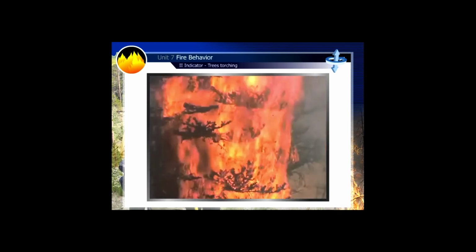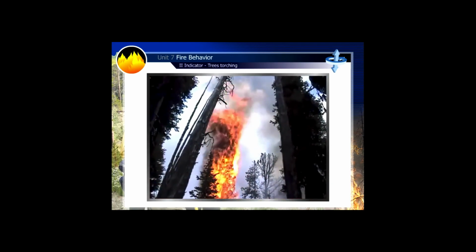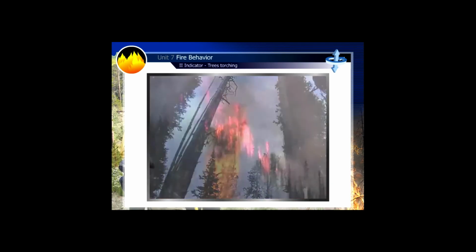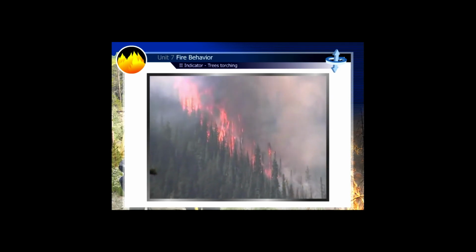Another critical indicator is trees torching. If you see intermittent single tree torching progressing to groups of trees torching, expect hazardous fire behavior conditions.